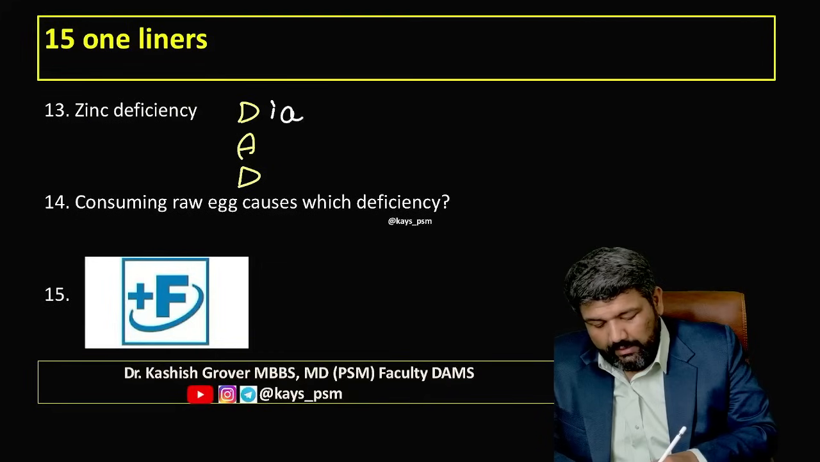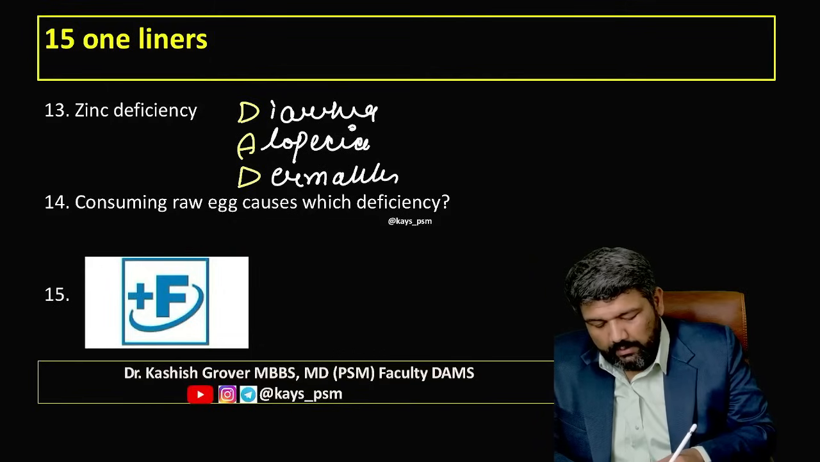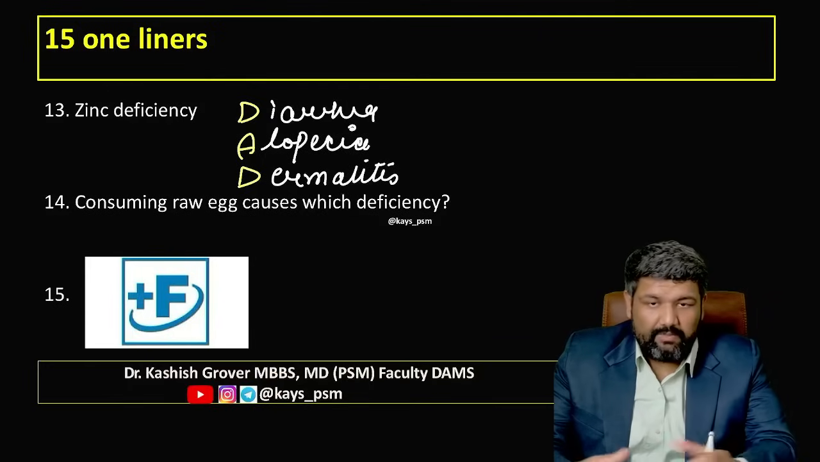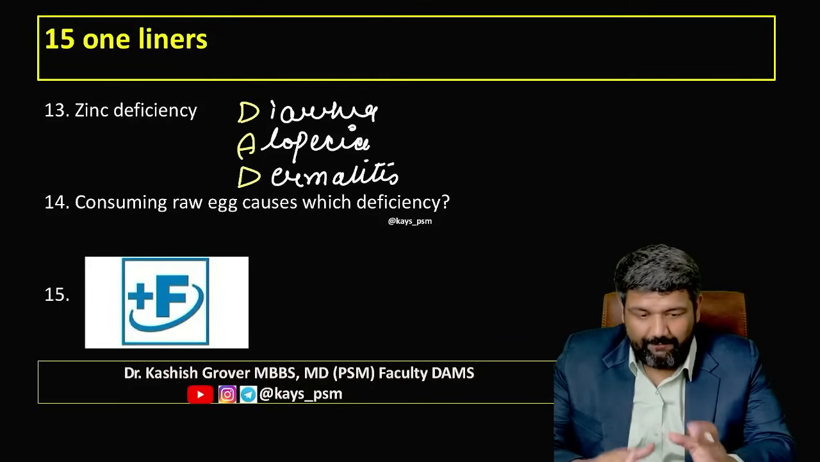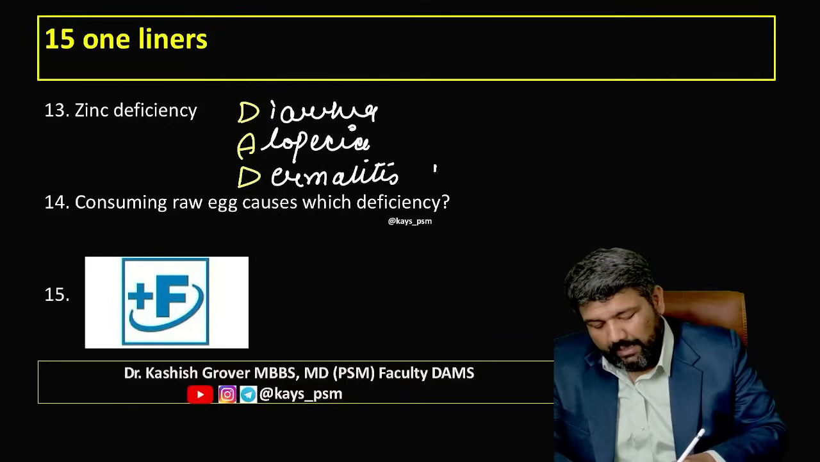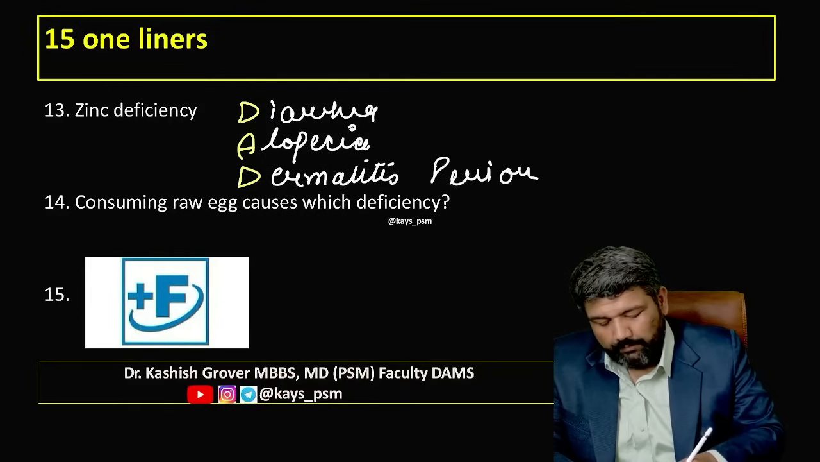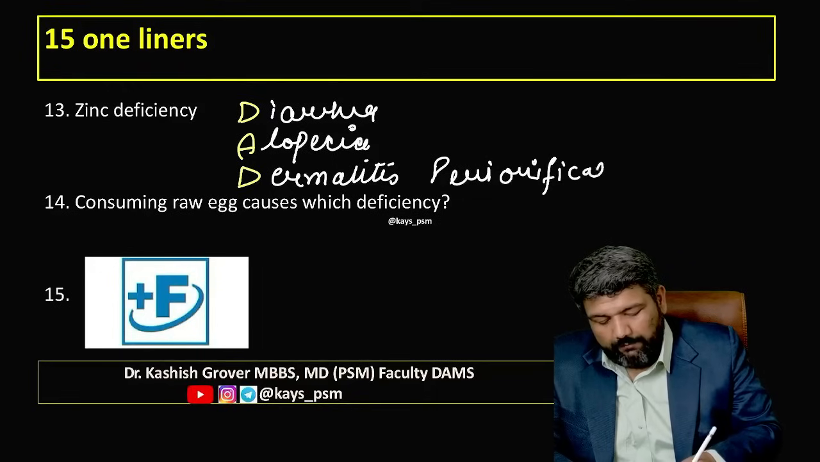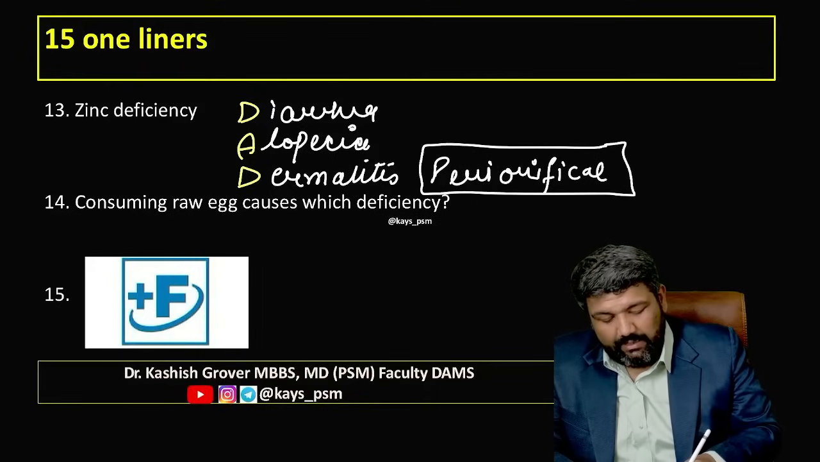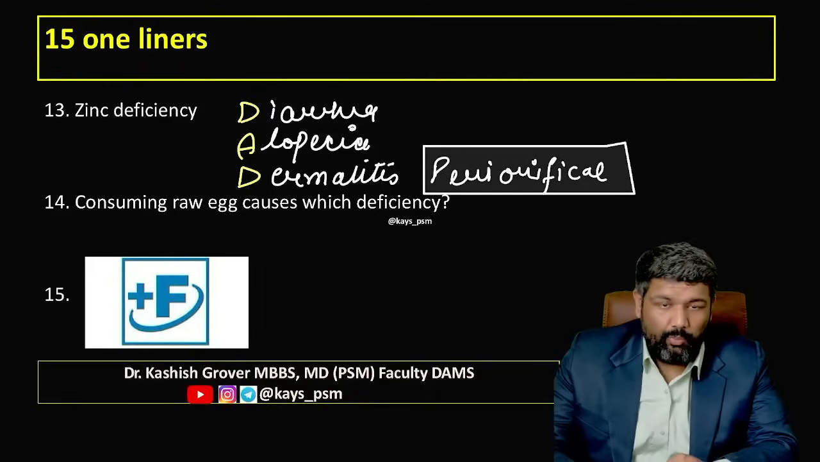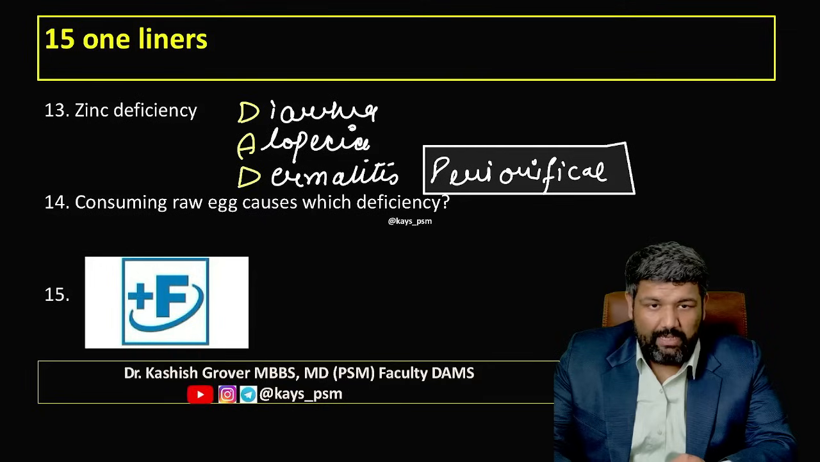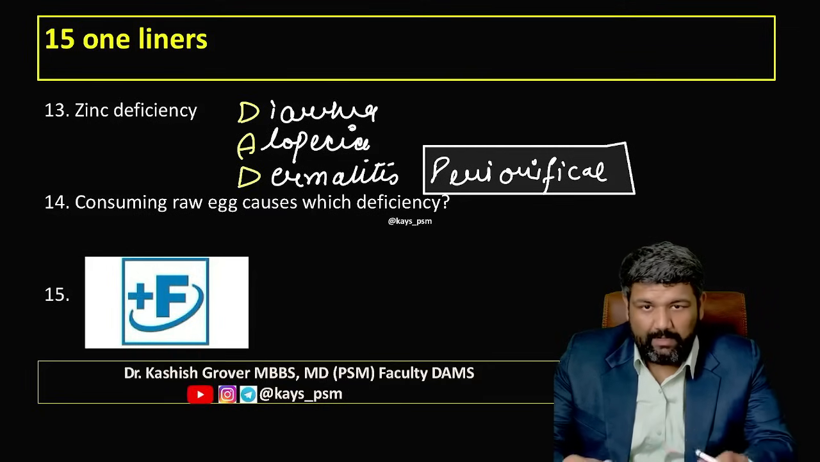Zinc deficiency causes, the mnemonic here is DAD. It is diarrhea, alopecia, dermatitis. The dermatitis seen in zinc deficiency is classically periorificial. The child gets rashes around the mouth and around the genital area, around the anal area.